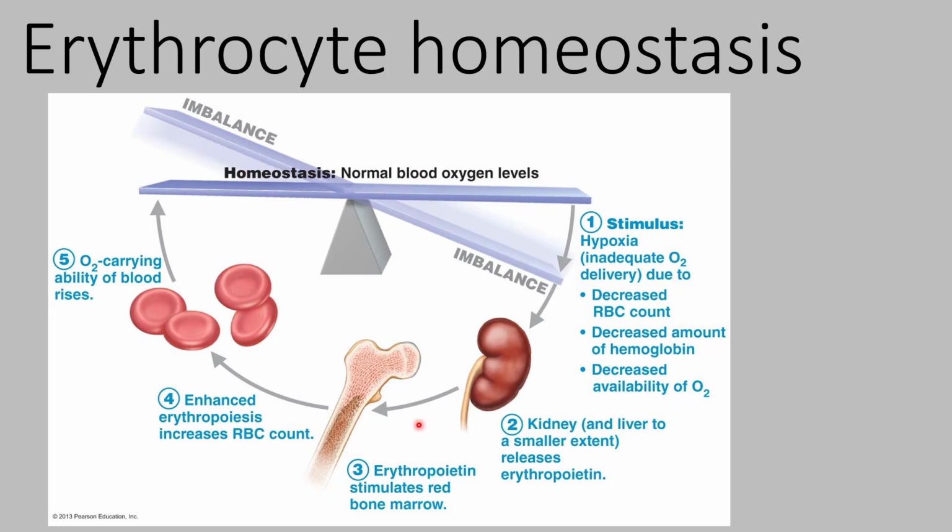But here is our homeostatic feedback loop. We have normal levels of oxygen, but when we have low oxygen, our kidneys detect that and stimulate the red bone marrow to make more red blood cells by using erythropoietin as a stimulant. We make more red blood cells, erythropoiesis. Our red blood cell count goes up. Now we can carry more oxygen, so now we have more oxygen carrying capacity, and that cuts off.